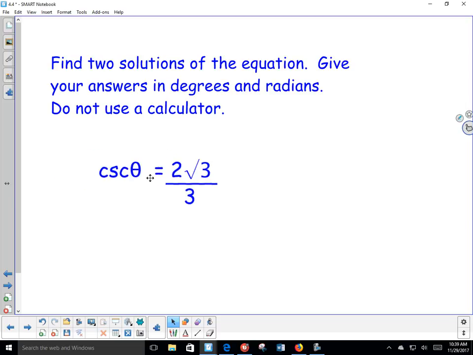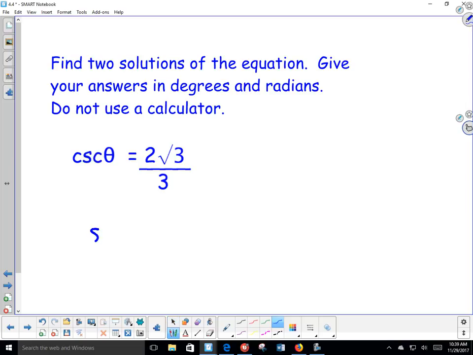All right, here's our equation. The cosecant of theta is equal to 2 times the square root of 3 over 3. And you can't use a calculator. You've got to find out what angles in radians and degrees would give us this. I'm not all that familiar with cosecant, but I'm a lot more familiar with its reciprocal, which is sine. So if the cosecant of theta is 2 root 3 over 3, what's the sine of theta going to be? 3 over 2 times the square root of 3. Do you agree? Let's simplify that because maybe it'll be something that we recognize.